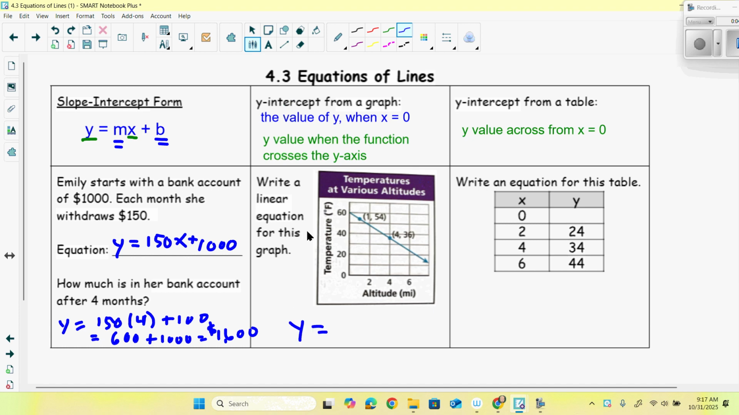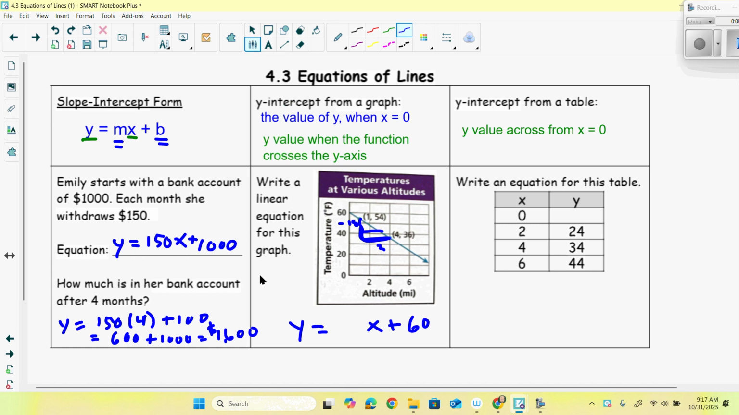And notice the Y and the X are always just part of my formula. And then I'm going to have 60, because that's where the line crosses the y-axis. And then it looks like it goes down from 54 down to 36. What is that? That 18? Yeah, that looks like negative 18. And it takes 1 to 4, that takes 3.